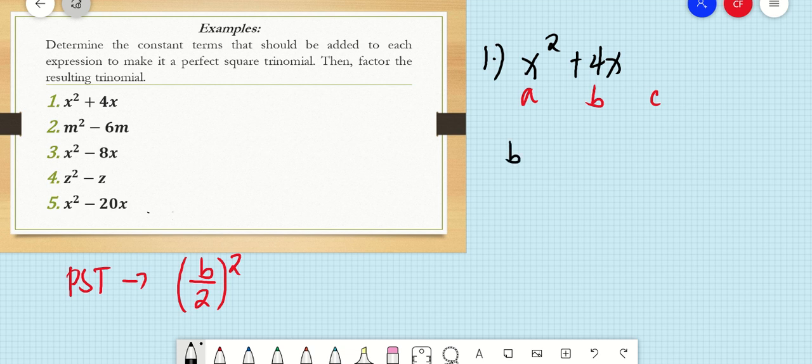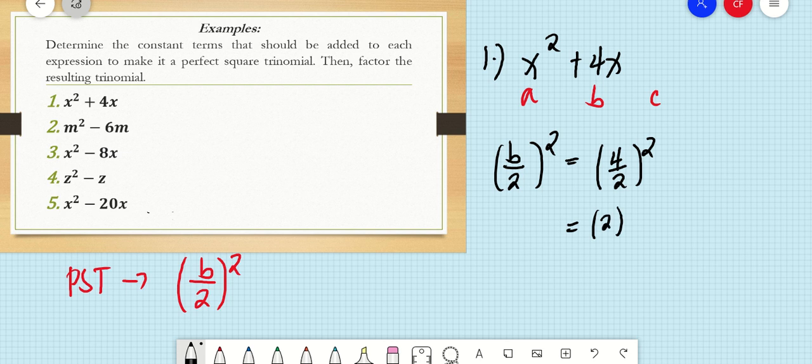So, sulat ulit natin dito, b over 2 squared. So again, yung b natin is positive 4 over 2 raised to 2. Again, substitution na. Next, divide lang po natin. 4 divided by 2, that is 2 raised to 2. Then simplify. 2 raised to 2, that is equivalent to 4. Right? So yung i-add natin constant term para maging perfect square, yung expression na to is positive 4.